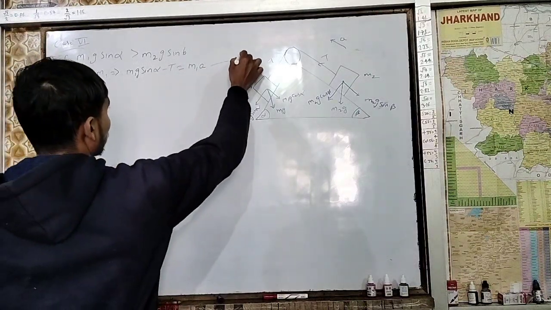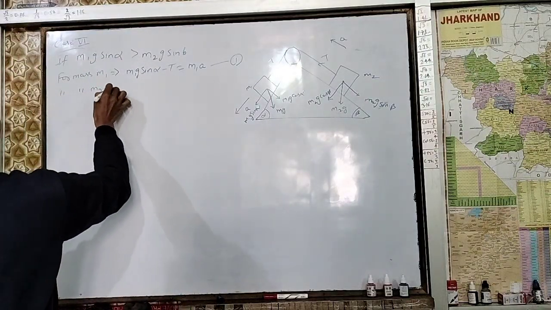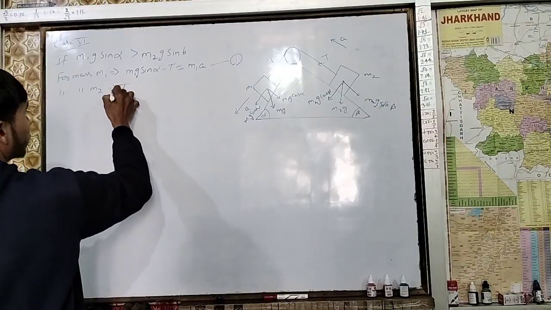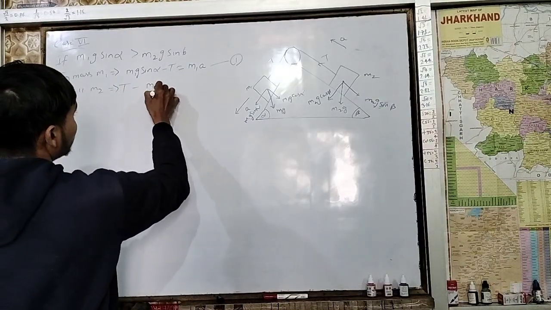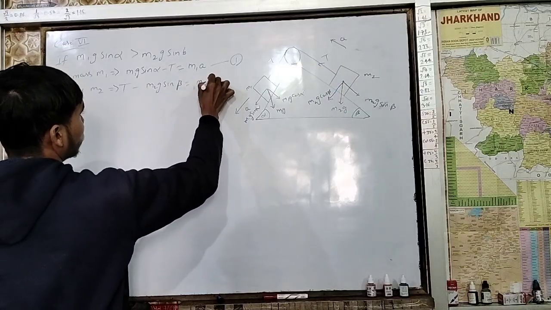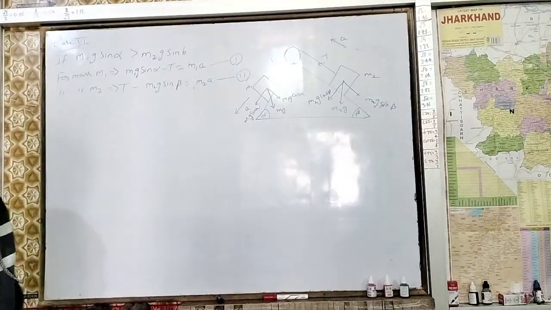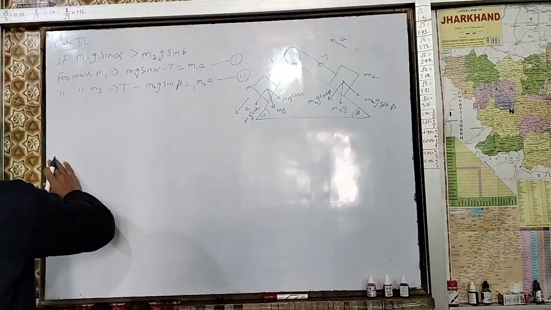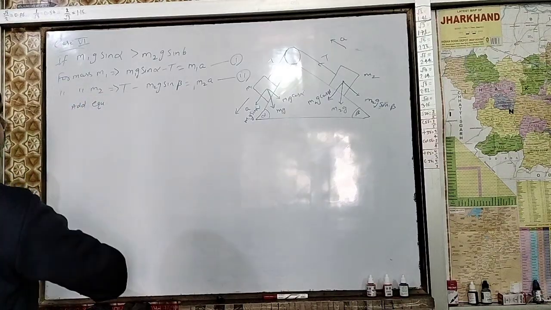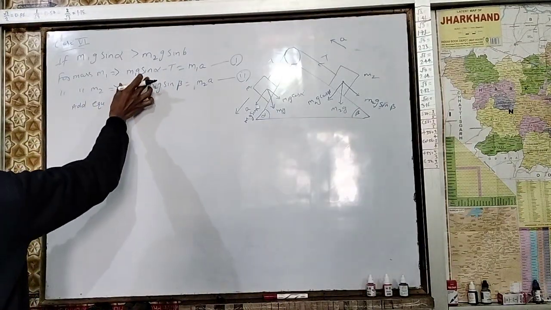Remember, for the second body, we know acceleration is upward. That's why T will come first: T minus m2z sin beta will be equal to m2a. This is our second equation. Add these two equations together, then see what is coming. Now T will cancel each other, the reason being minus T plus T. That's it.